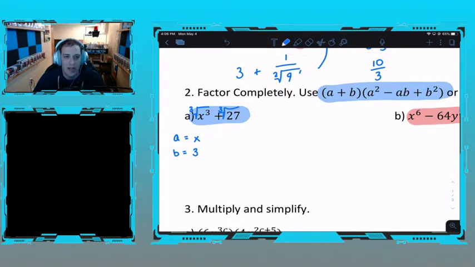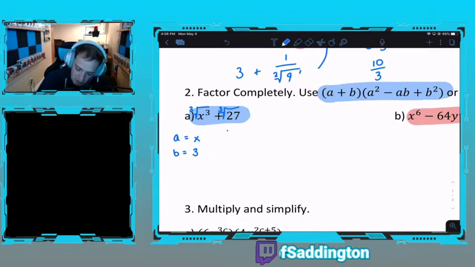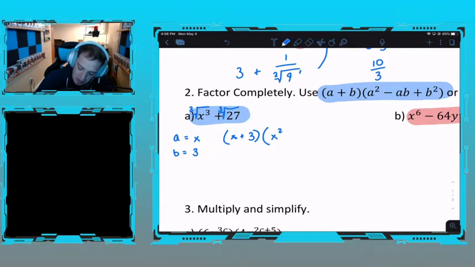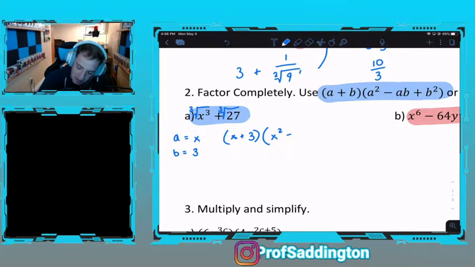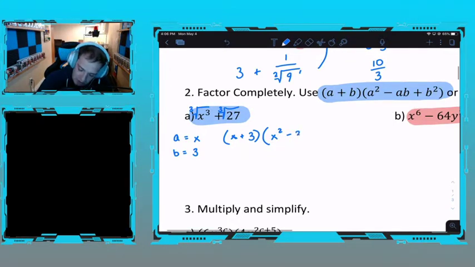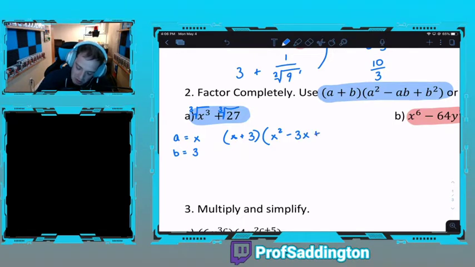Now that we know what a and b are, we're just going to take those and substitute them into that positive cubic expression. So I know a was x, plus the b value, which is 3, times we have a squared, which would really just be x squared, minus a times b, which would just be x times 3, or 3x, plus b squared, which would just be 3 squared, which is 9.